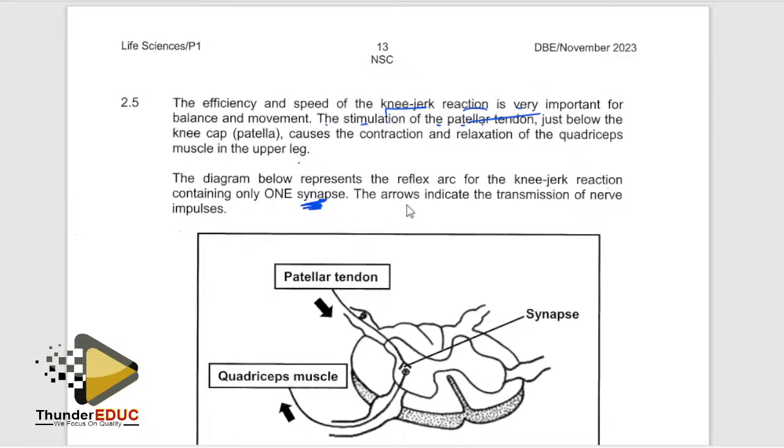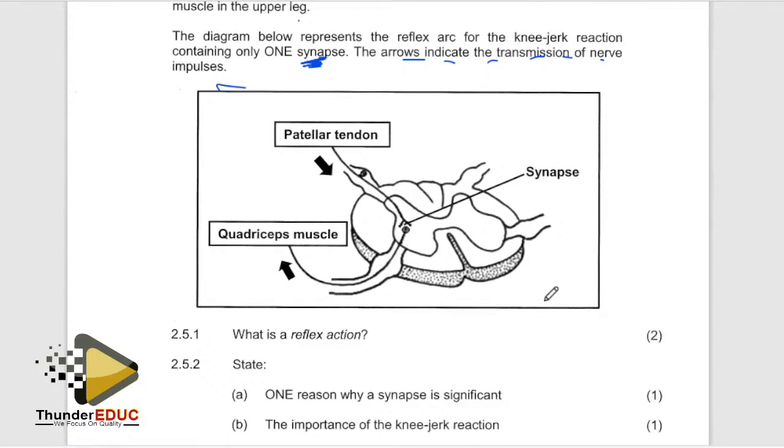Remember, a synapse is a junction between 2 or more neurons. The arrow indicates the transmission of the impulse. Even if they don't show us the arrow, we can still know. How do I know? I told you yesterday that the moment you see the swelling, the cell body, automatically that's the sensory neuron. Definitely the impulse moves like that.